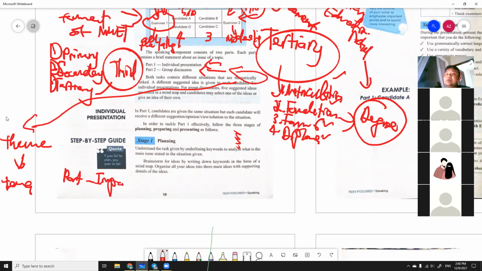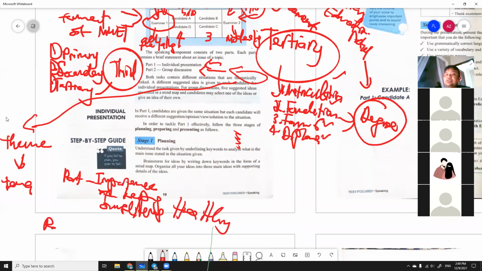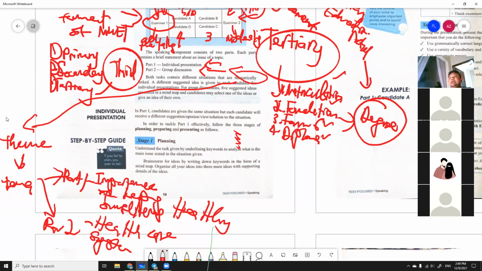If you still remember, in part 1, we talked about the importance of keeping ourselves healthy, right? And then in part 2, we talk about the healthcare system. Basically they are interrelated, thematically related to one another. Even though the questions would be different, in terms of the theme, they are still linked to each other.